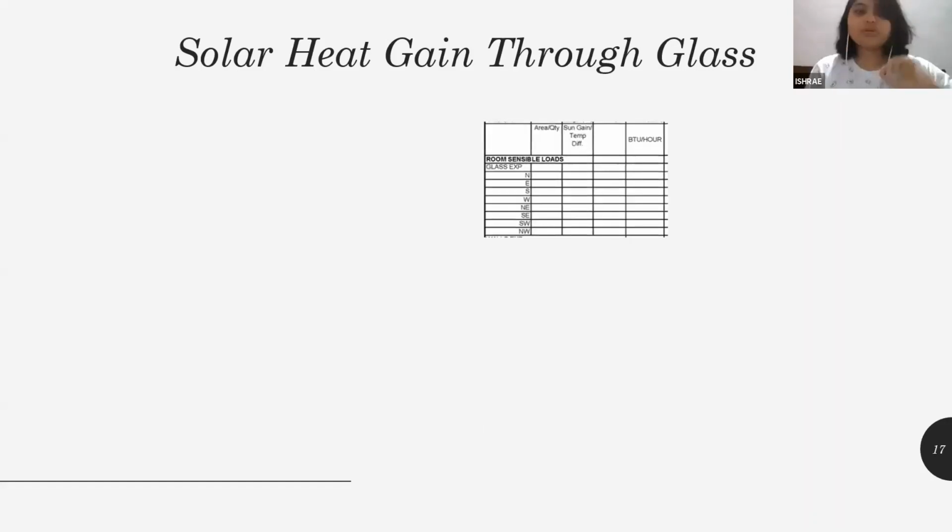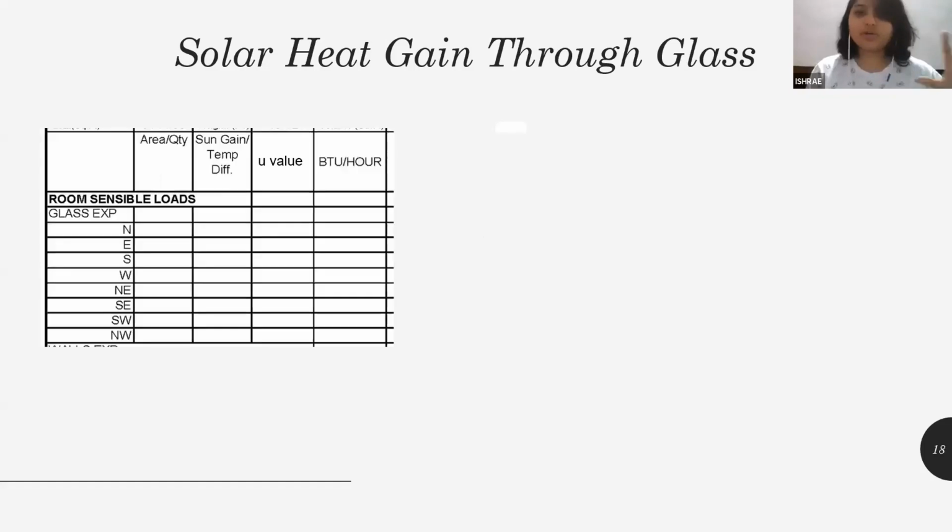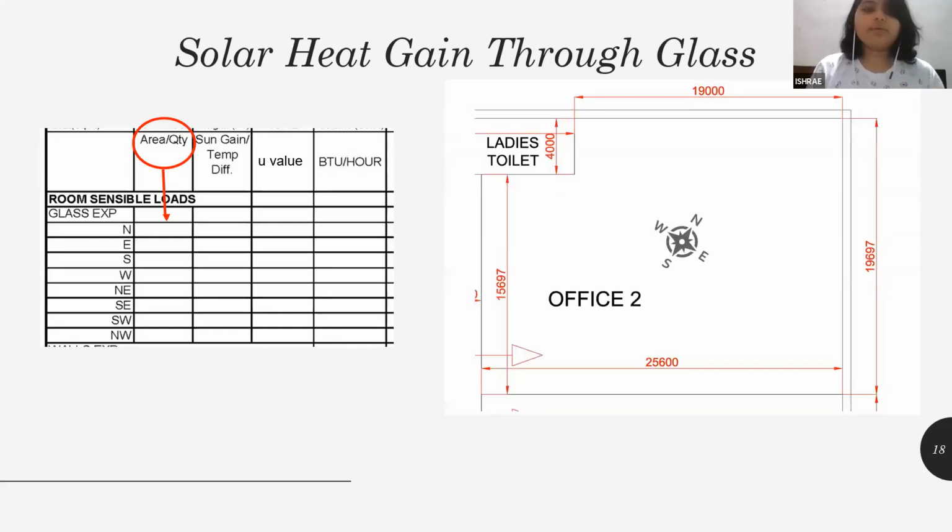So let us put it on one corner. The first thing that I'm going to calculate, there are 3 tables here basically: area, sun gain or temperature difference, and U value. Area will be the area that we have calculated for this particular space.